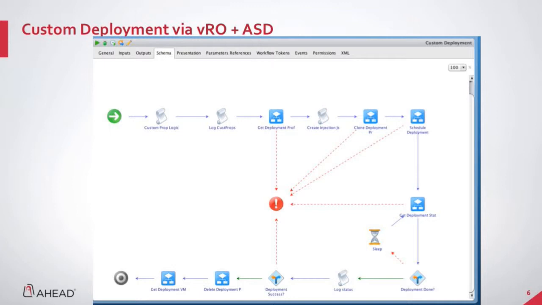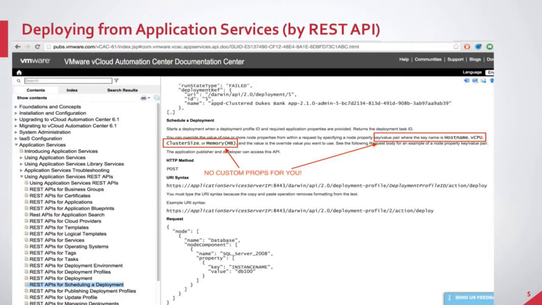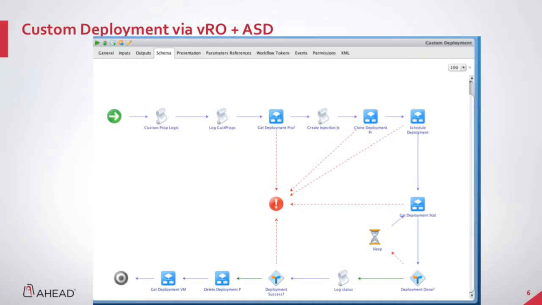The basic idea is when you deploy from App Services by hand, under the hood, that little button creates a temporary deployment profile, adds the custom properties that you give it, and then clones off of that. So we needed to be able to do the same process via VRO. Here we've got a few scriptable tasks where we're creating the custom properties and logging them. Then we get the deployment profile we want to clone off, inject into its JSON the custom properties we want, and clone off that new deployment profile.